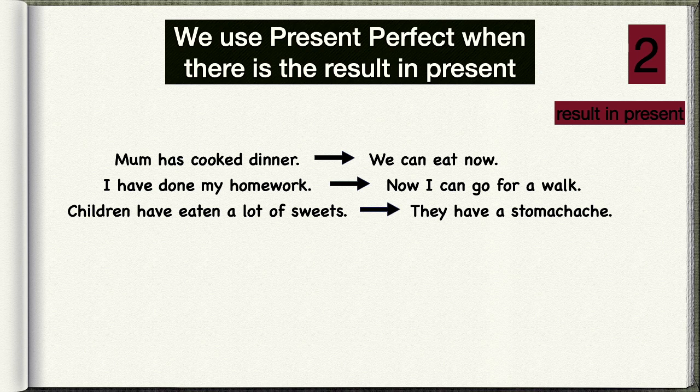So all these actions were in the past. Mom has cooked dinner. I have done my homework. Children have eaten a lot of sweets. But the result is in the present. Mom has cooked dinner, so the dinner is ready. We can go and eat it. I have done my homework. No more homework. I'm free. I can go for a walk.